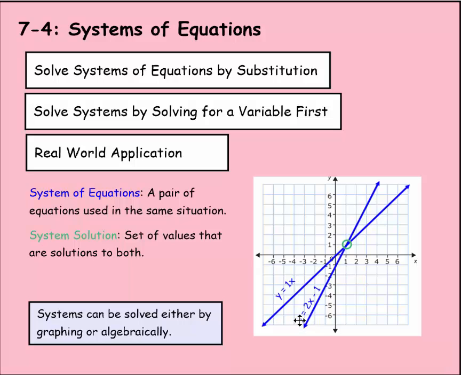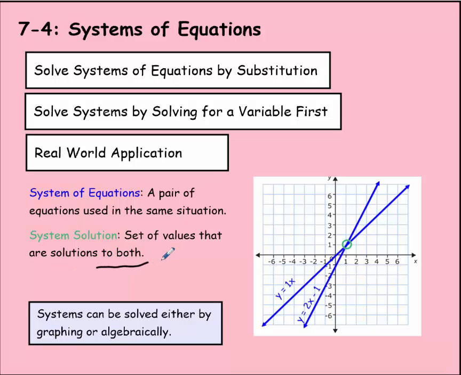This equation is y equals 2 times x minus 1. So when x is 2, y is 2 times that minus 1. Anything along these lines is a solution for each equation. The system solution, however, is the set of values that are solutions to both equations.